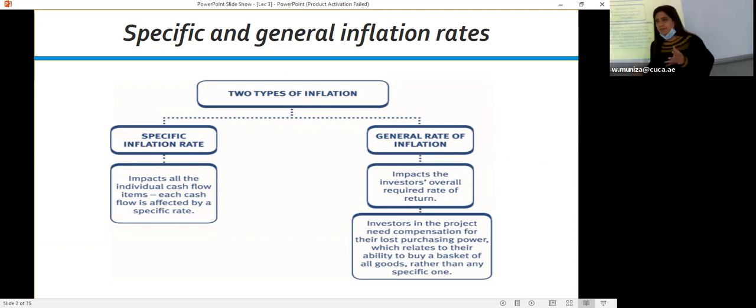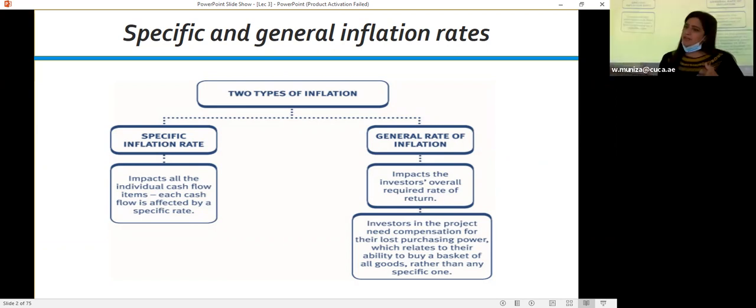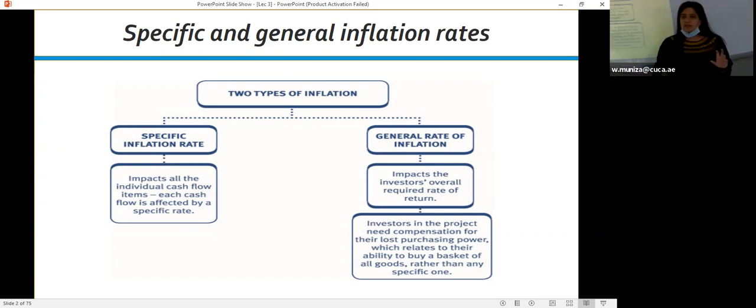General inflation is the type of inflation which is going to affect all of the products and services in general. Specific inflation is a type of inflation which is going to affect some products specifically. So there are 2 types of inflation in the market. To some products and services, the inflation specifically affects, and on the other types of products and services, it affects generally.